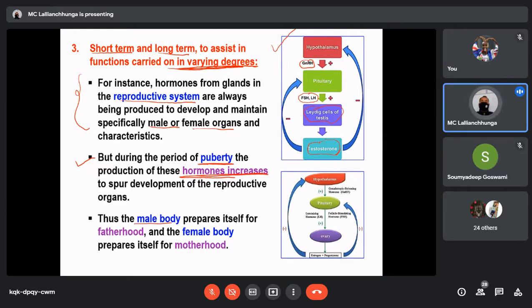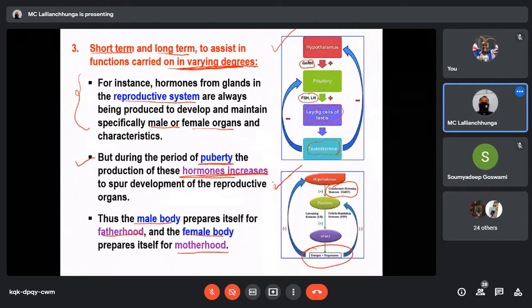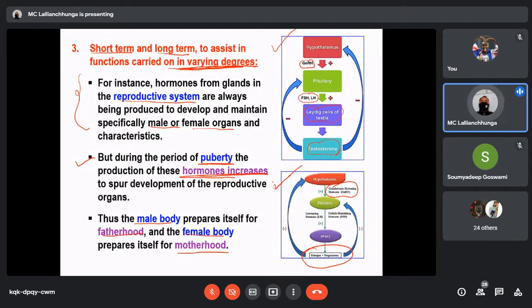So the male body prepares itself for fatherhood and the female body for motherhood. In the case of female also, here you can see the second diagram, same thing: GnRH from the hypothalamus has been released, then LH and FSH. What they do in the ovary is increase the production of estrogen and progesterone. And estrogen and progesterone are very important in causing sexual characteristics. For example, we'll discuss in animals also, the estrous cycle. The first stage of the estrous cycle is estrus, the exhibition of sexual interest.